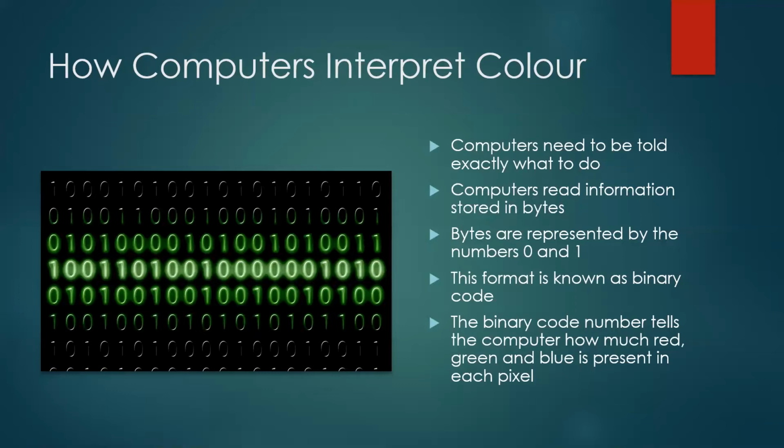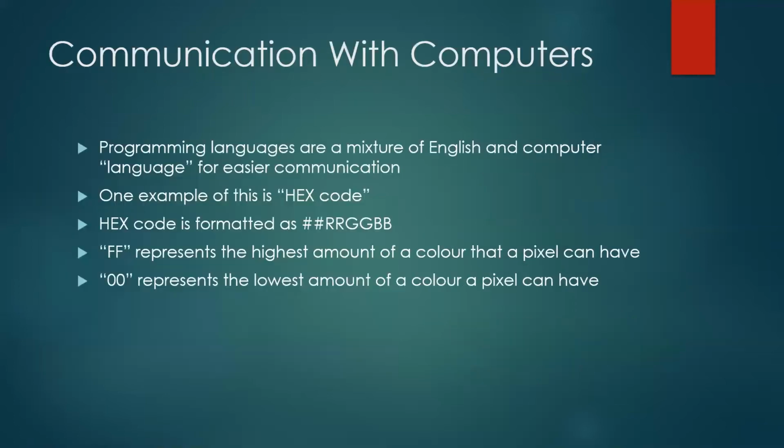Now, when looking at color, binary code numbers will tell the computer how much red, green, and blue is present in each pixel. In order to communicate with computers, programmers have created programming languages, which are a mixture of English and computer language, and this makes it easier to tell the computer what to do. One example of this is known as hex code.